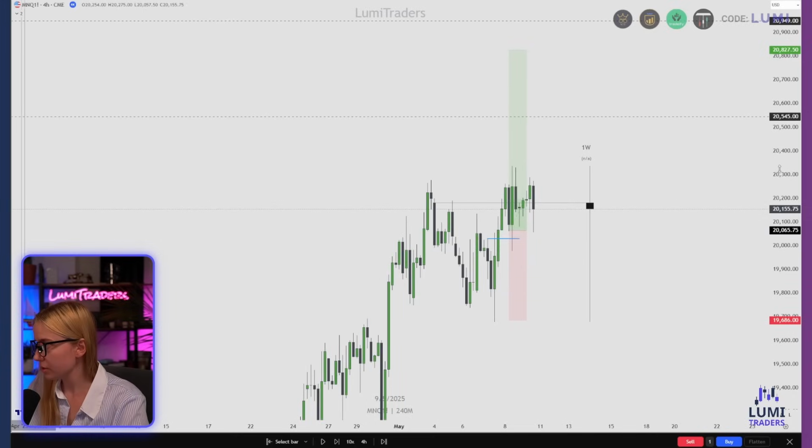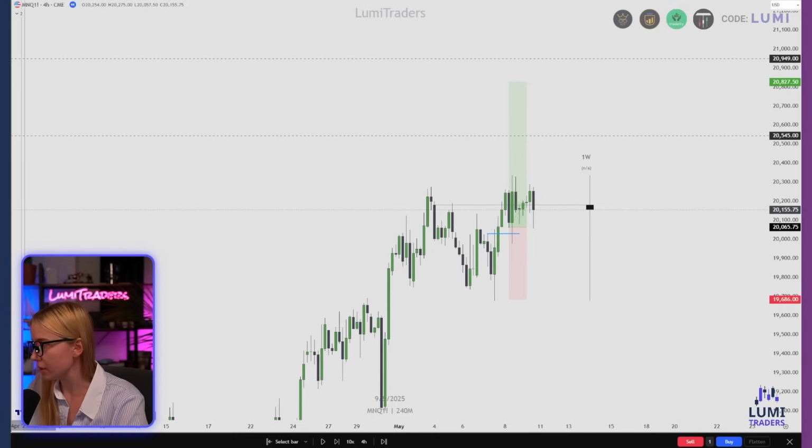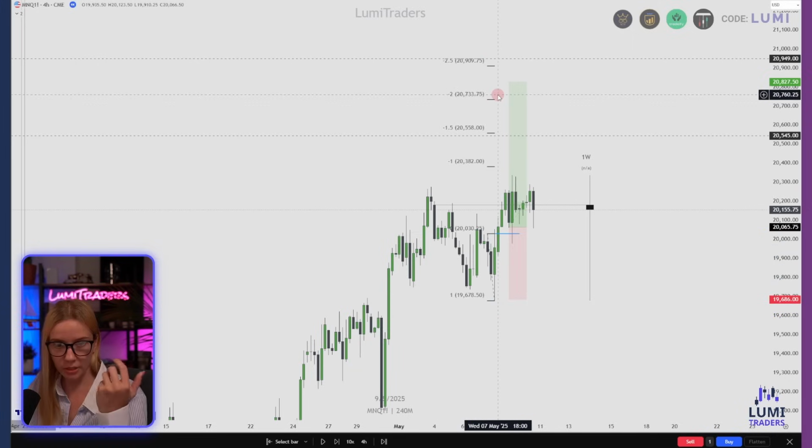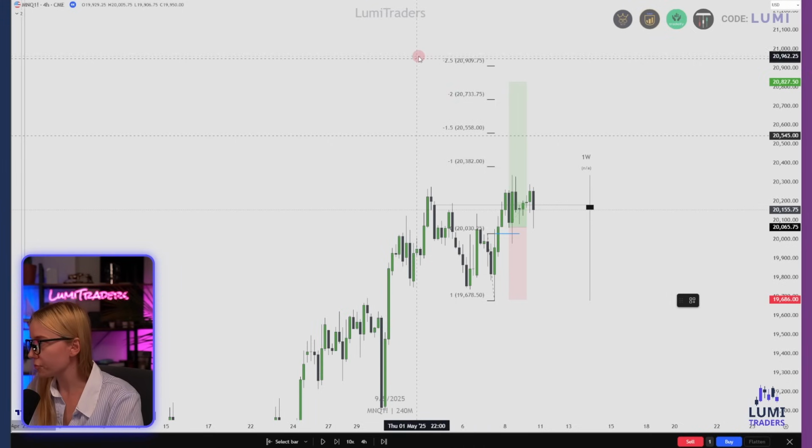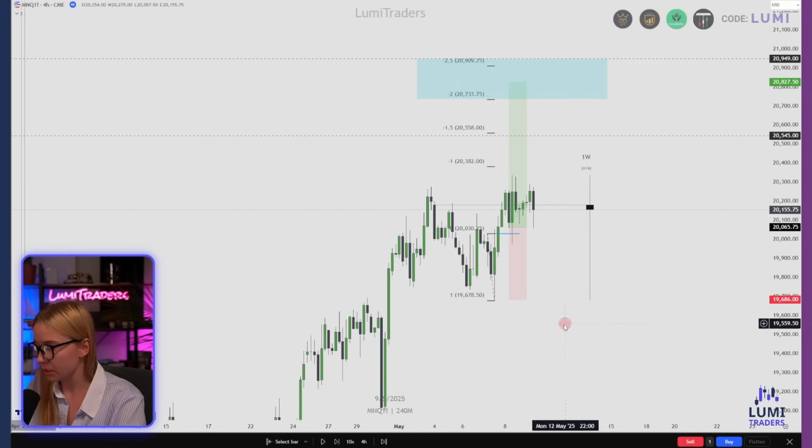Or another option, we can use simply projections, right? From this swing high to this swing low right here. And I'm going to aim for the 2 and 2.5, which lines up with 2R. And we have a liquidity level right here. So I have the option to aim for the range between liquidity right here and 2 standard deviations right here.